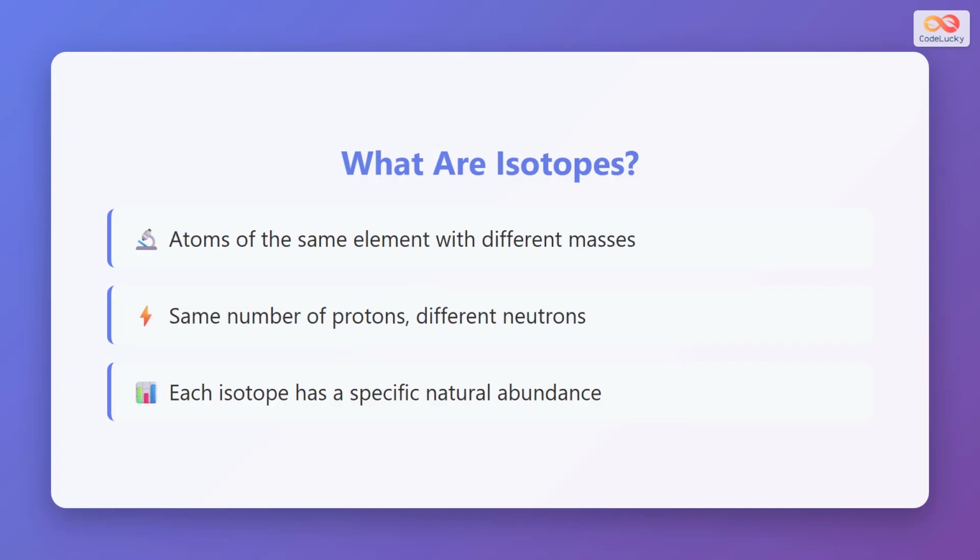Isotopes are atoms of the same element that have different masses. They contain the same number of protons, but differ in their number of neutrons. Each isotope occurs in nature with a specific natural abundance, meaning some isotopes are more common than others.